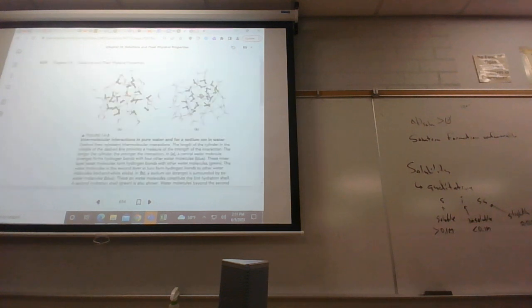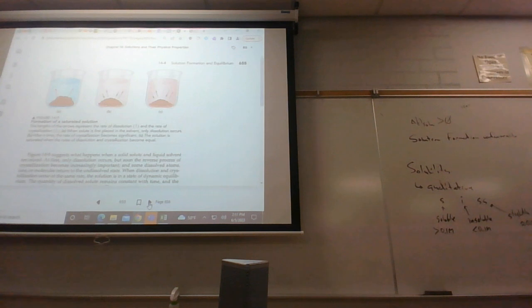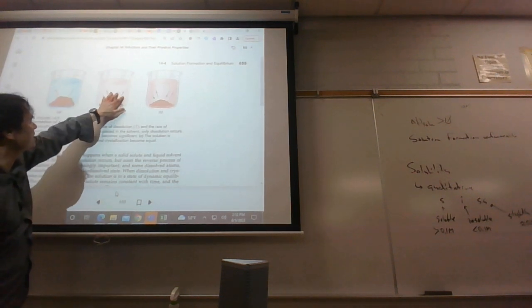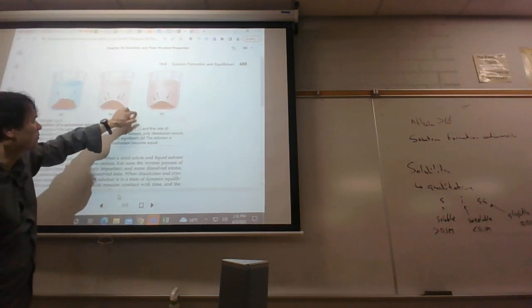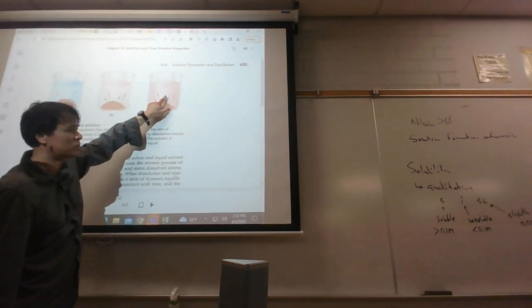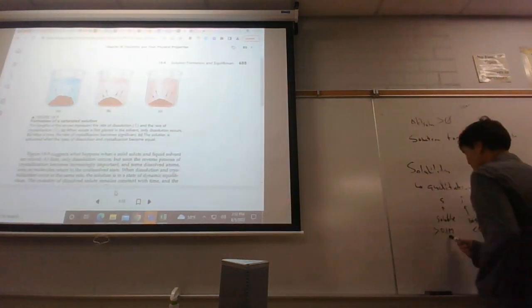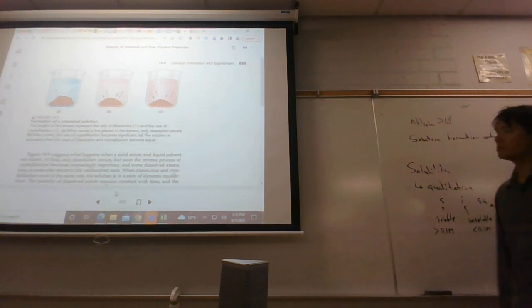So when we do this qualitatively, we wait until we saturate it. This is just pure liquid solvent. This is an unsaturated solution. It's unsaturated because more solute can dissolve. But once we hit the limit, this is called a saturated solution. Once it's saturated, we determine how much dissolved. If it's greater than 0.1 moles per liter, we call it soluble. If it's less than 0.1 moles per liter, we call it insoluble once it's hit saturation. Or if it's around 0.1, we'll call it slightly soluble.